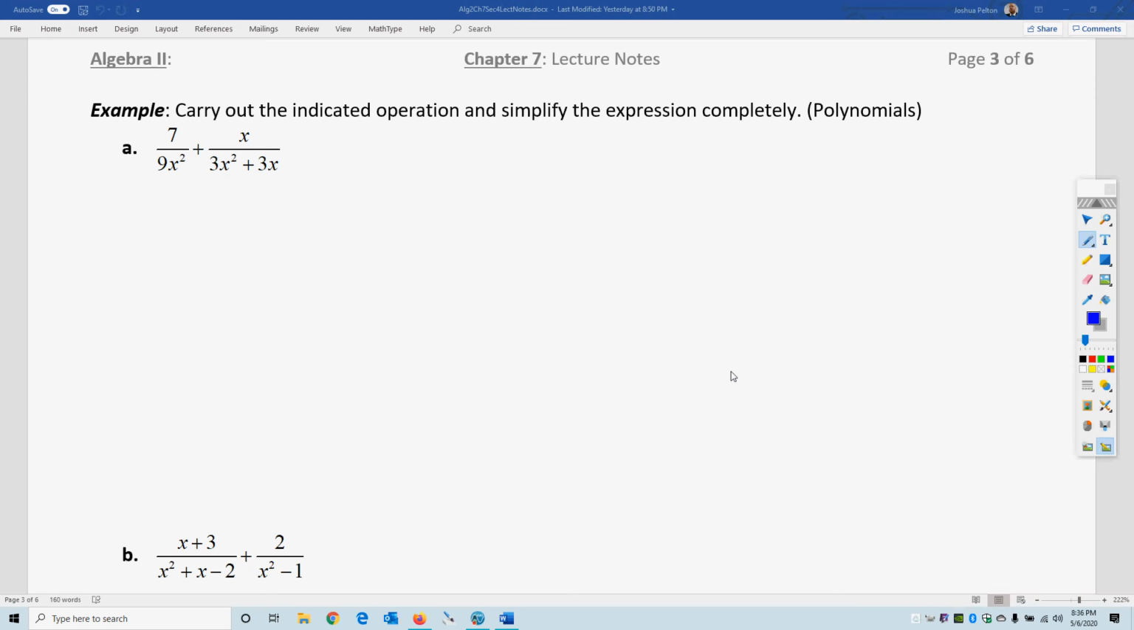This is Professor Pelt, and this is Algebra 2, Chapter 7, Section 4. We're still adding and subtracting rational expressions. So now we're going to move on from monomials to polynomials, which is the Algebra 2 topic. Okay, let me turn on the pen here.